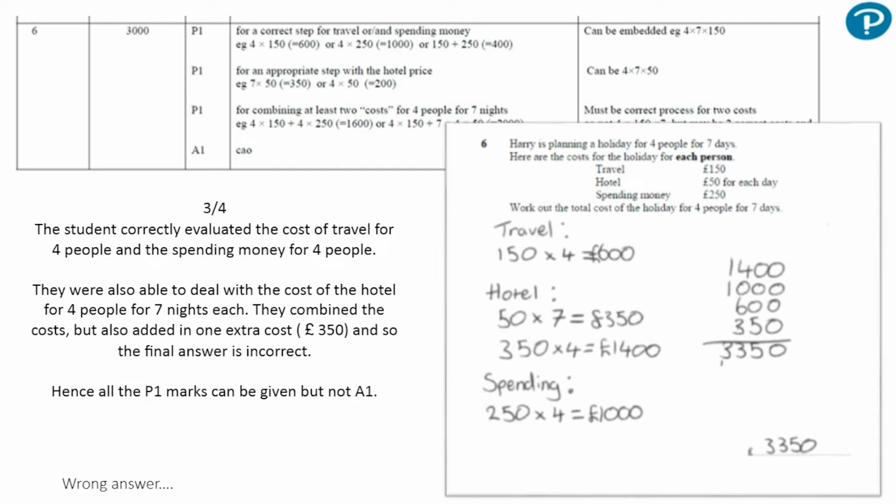And so they evaluated the cost for 4 people. And the spending money for 4 people. They were then able to deal with the cost of the hotel for 4 people for 7 nights. But they added in an extra cost when it came to adding it all together. So they were able to get 3 of the 4 marks, but they couldn't get that final accuracy mark.